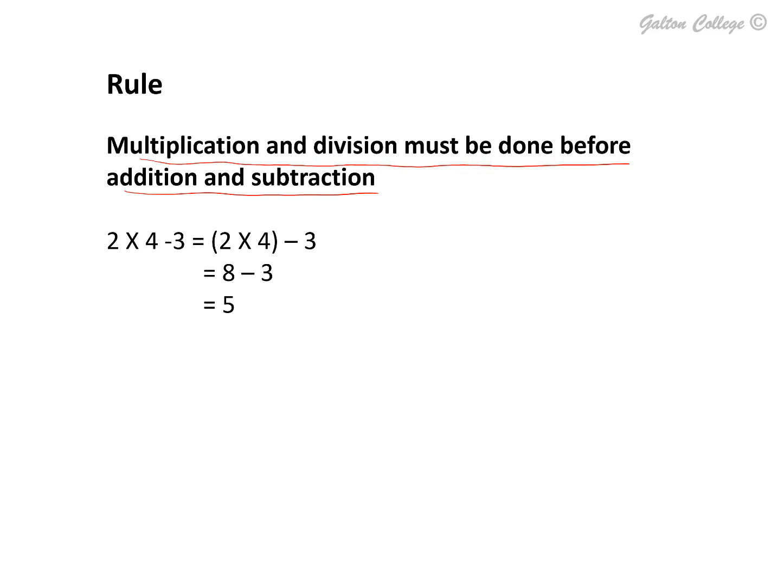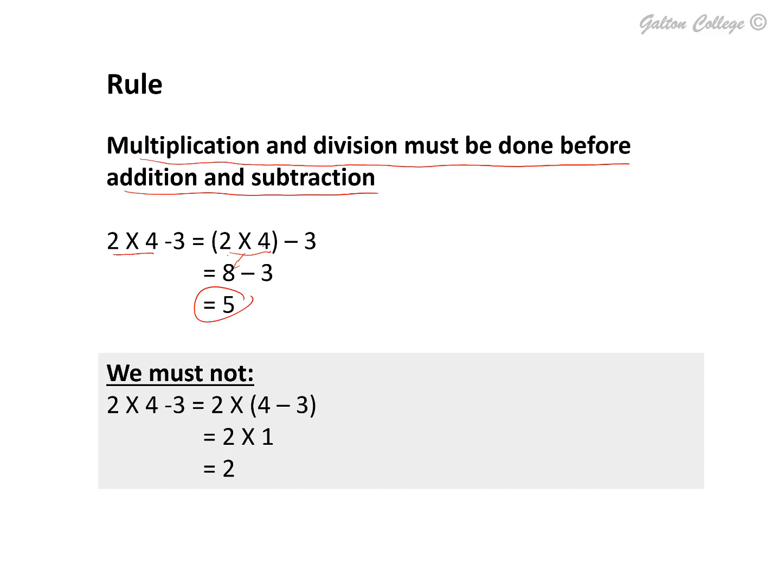In other words, we have 2 times 4, take away 3. 2 times 4 is 8, take away 3, which is 5. And that's our answer, 5. We only get that because we follow the rule. Multiplication and division must be done before addition and subtraction.